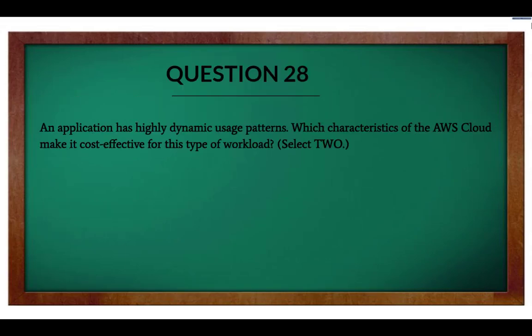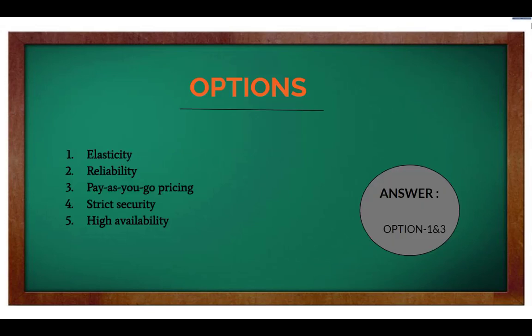Question 128. An application has highly dynamic usage patterns. Which characteristics of the AWS cloud make it cost-effective for this type of workload? Select 2. Now here are the options. Option 1. Elasticity. Option 2. Reliability. Option 3. Pay-as-you-go pricing. Option 4. Strict security. Option 5. High availability. And the right answer is Option 1 and 3.